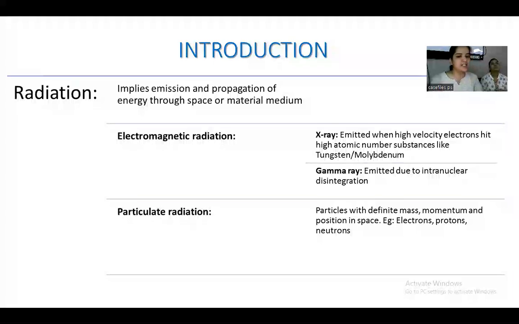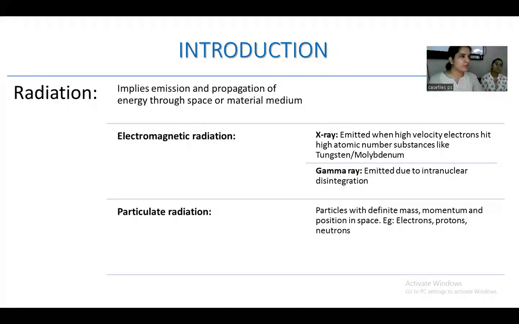Radiations, what are radiations? These basically imply the emission and propagation of energy through space or the material medium. These can be of two types, electromagnetic radiations and the particulate radiations. Electromagnetic radiations like X-rays and gamma rays. X-rays are emitted when high velocity electrons hit high atomic number substances such as tungsten and molybdenum. And gamma rays are emitted when there is intranuclear disintegration.